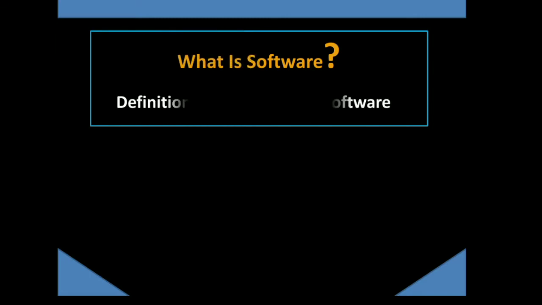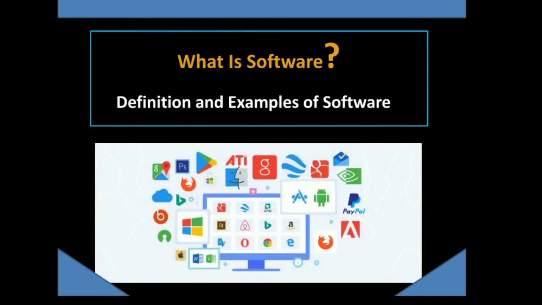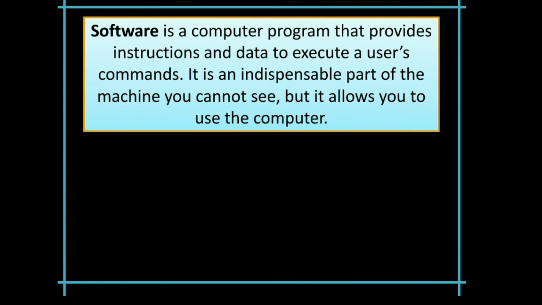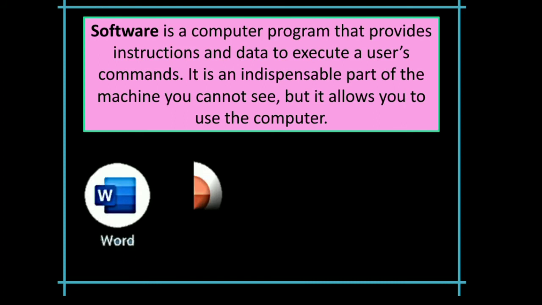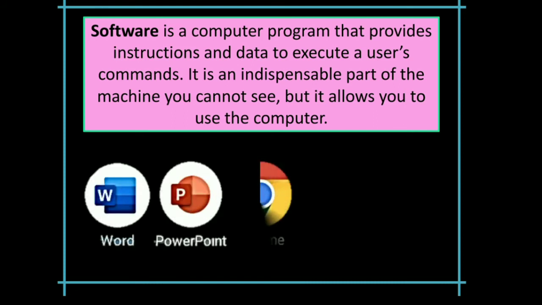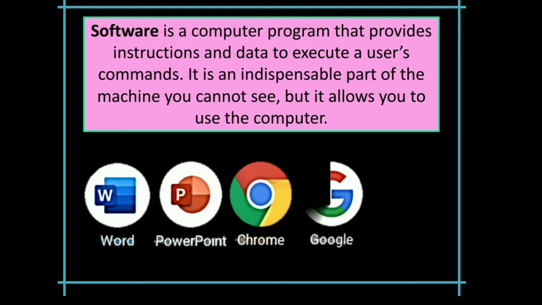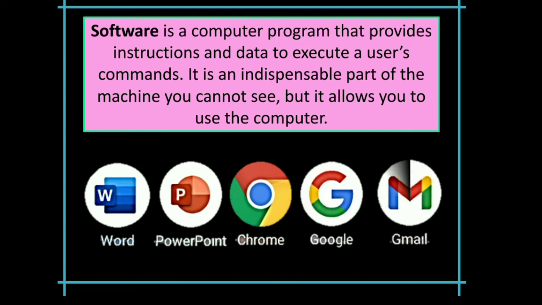What is software? Definitions and examples of software. Software is a computer program that provides instructions and data to execute a user's commands. It is an indispensable part of the machine you cannot see, but it allows you to use the computer. Some common examples of software include Word, PowerPoint, Chrome, Google, and Gmail.